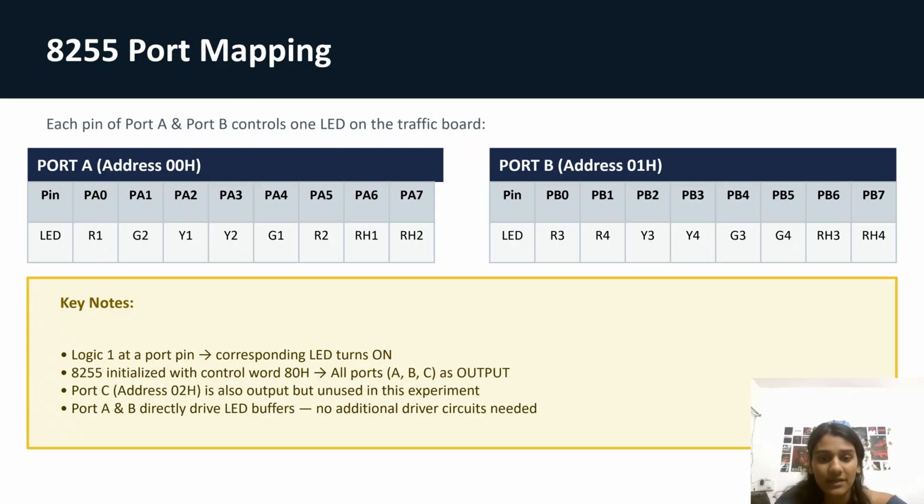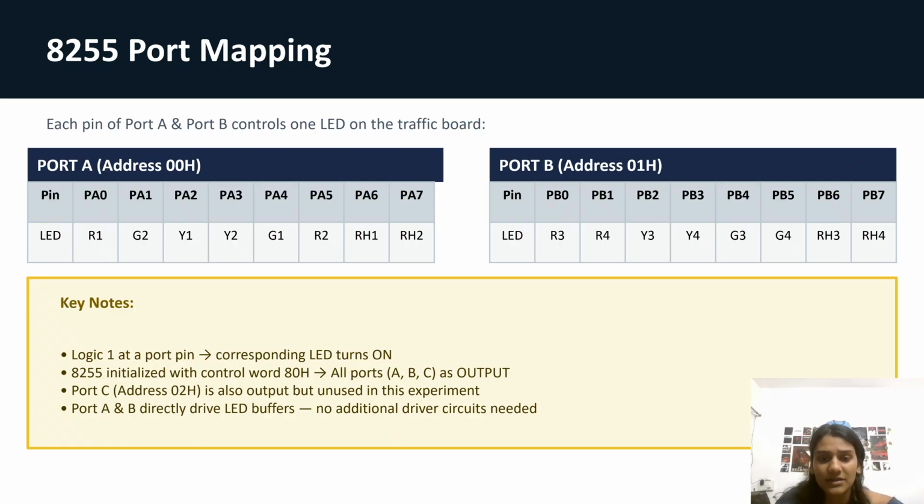Starting with port A, which is mapped to address 00H, PA0 controls R1, PA1 controls G2, PA2 and PA3 control Y1 and Y2, PA4 controls G1, PA5 controls R2. PA6 and PA7 control right-hand indicators RH1 and RH2.